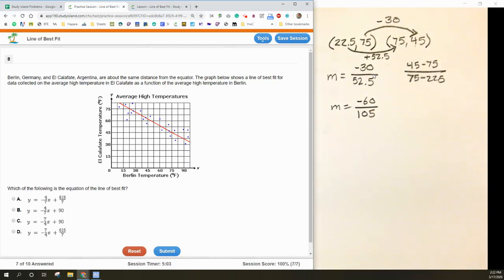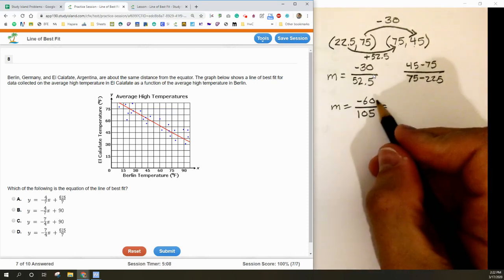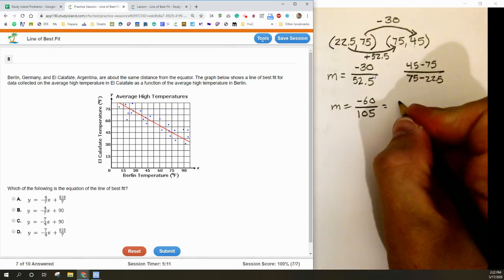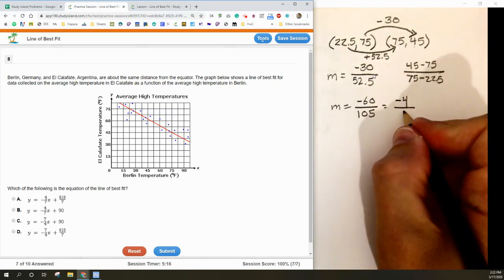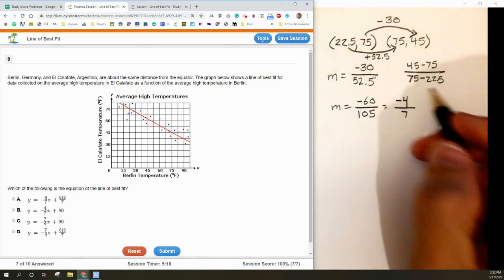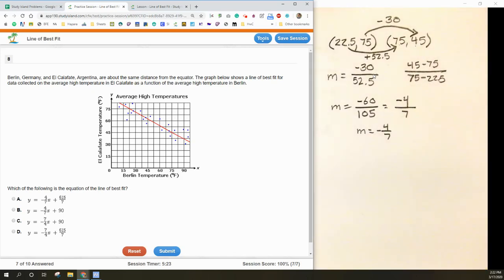Now this is a much easier fraction to simplify, and I'm going to do that by dividing both of these numbers by 15. 60 divided by 15 is 4, so we now have negative 4 over 105 divided by 15 is 7. So our slope is negative 4/7. Now, when I go to look at the values that are available for my answers to this question, I see 2 lines that have a slope of negative 4/7, line A and line B. Line C and D, those have slopes of negative 7/4. Those are backwards. So I know the answer to my question is either going to be A or B.